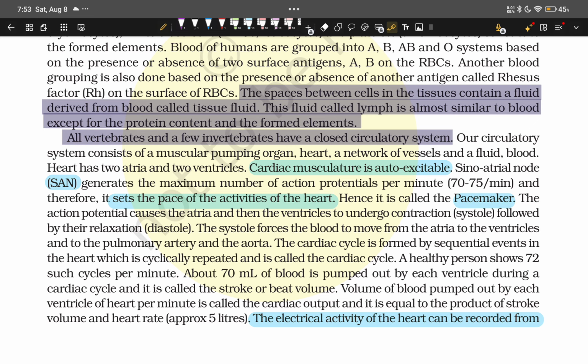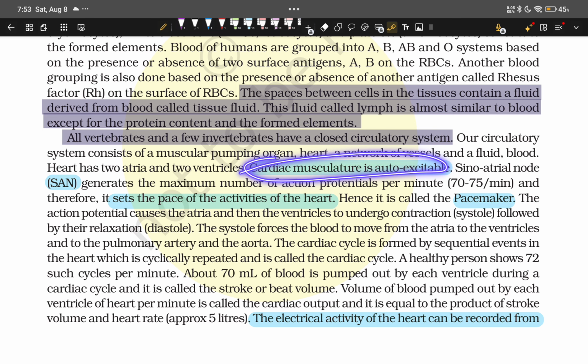All vertebrates, a few invertebrates, but all vertebrates have a closed circulatory system. One more statement-based question can be formed from here, that all vertebrates without any exception have a closed circulatory system. All vertebrates without any exception have a closed muscular heart, right? It was mentioned that they have a closed circulatory system, not a closed heart, a muscular heart.